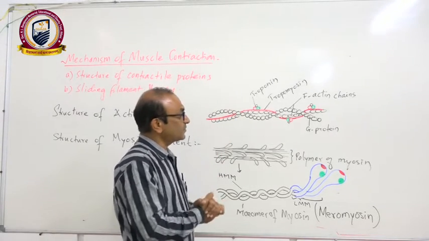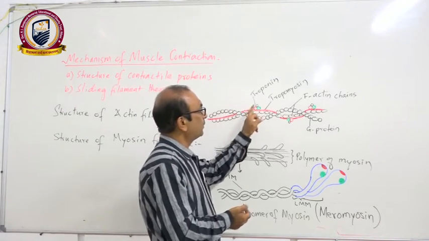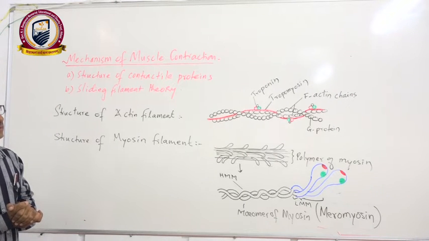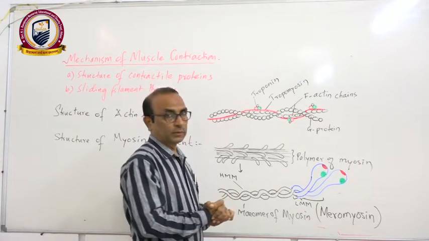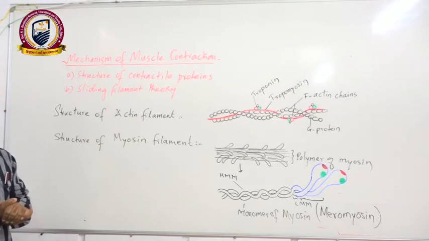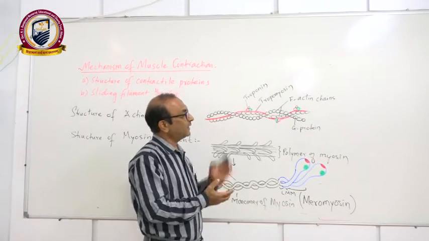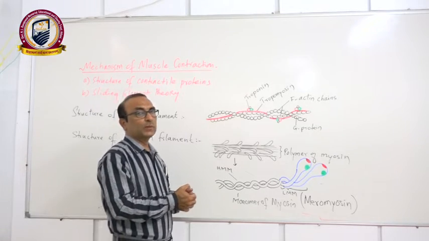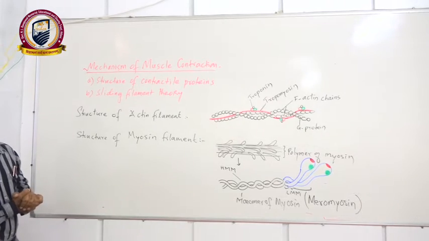Then another structure you find attached to the tropomyosin molecule is called troponin, made up of three protein units, subunits I should say. That is the troponin molecule. These troponins are important structures which have the site for binding of the calcium ions. We'll come to know the importance of the troponin molecules when we take up the mechanism of muscle contraction, that is, the sliding filament theory.